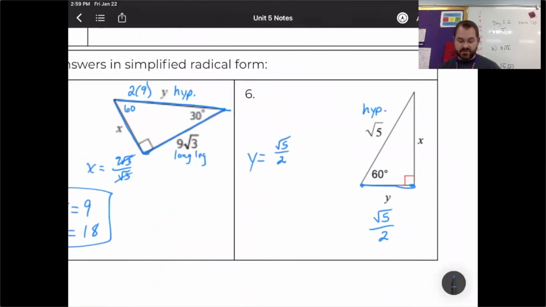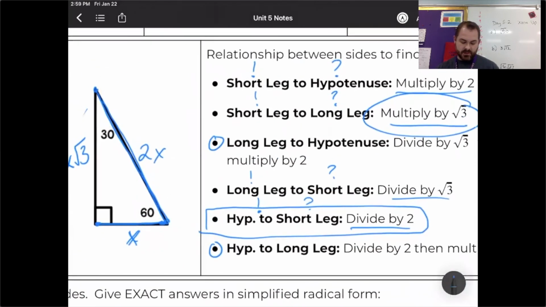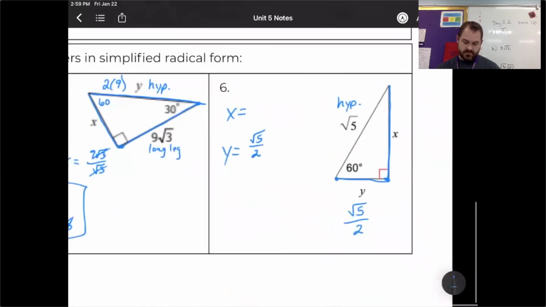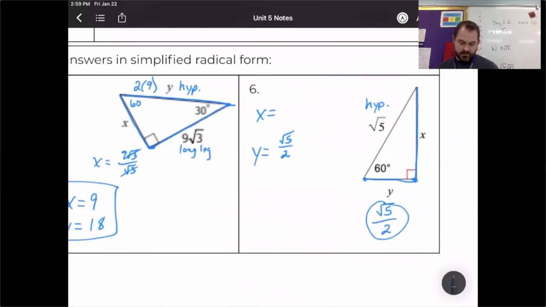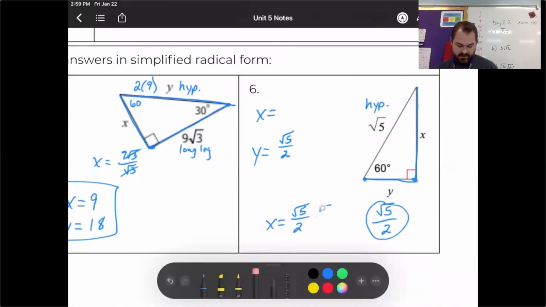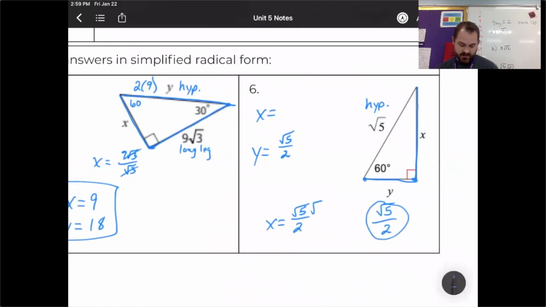To go from that short leg to this long leg x, remember, from short leg to long leg, you multiply by root 3. So I'm going to take that length here and multiply by root 3. What I like to do is put that root 3 up there in the numerator, because to multiply a fraction by a whole number, it's like you're doing that over 1. So the bottom of the fraction doesn't change. It's still over 2. That root 5 and root 3 on top can combine to be root 15.